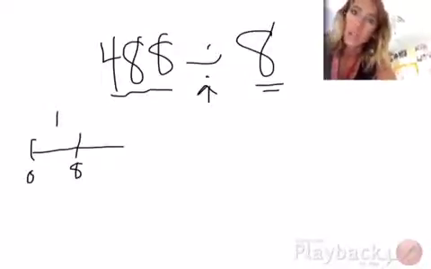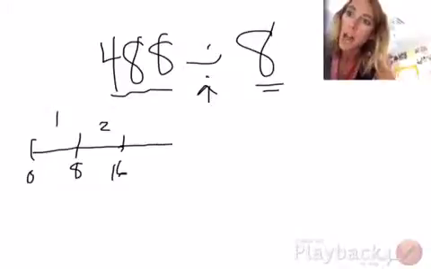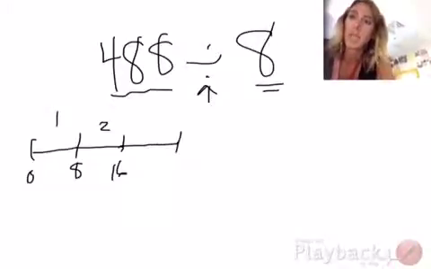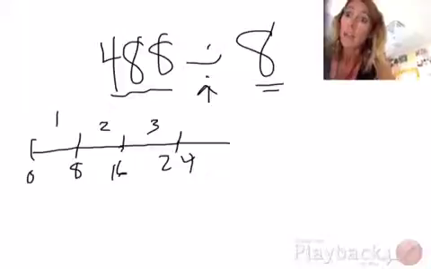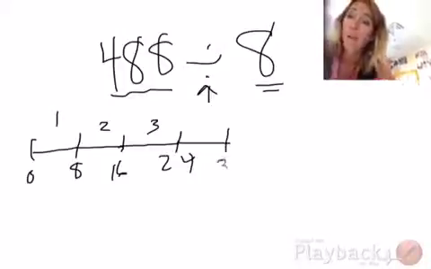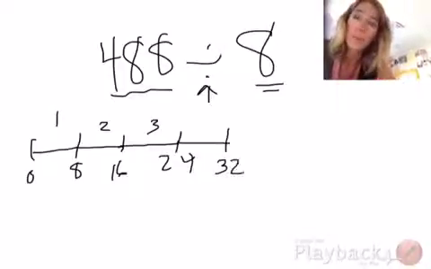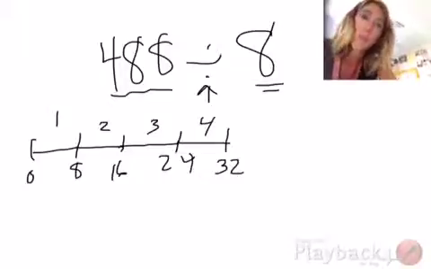I'm going to go another 8. I'm going to add 8 to that. I'm at 16. There's 2 groups. I'm going to go another 8. And I'm at 24. Okay, there it is, 3 groups. I go another. I'm at the number 32. You could use your chart to help you on this. I'm at 4 groups.